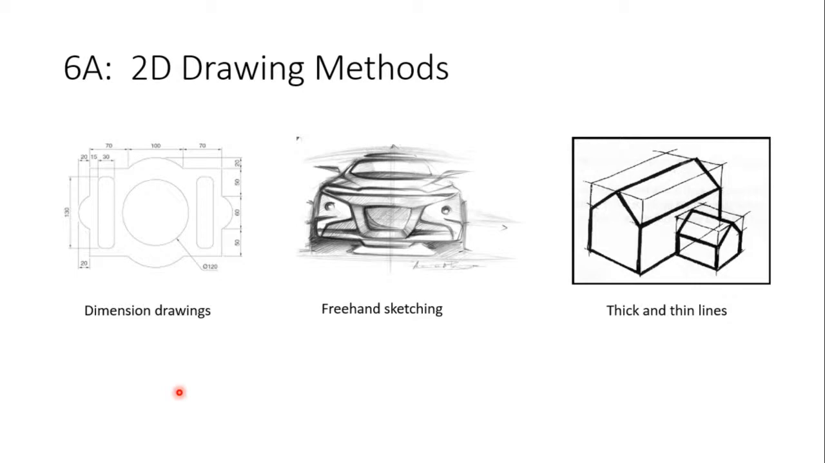And then the next question, 6A, 2D drawing methods. Dimension drawings or elevation drawings. You'll get a mark if you talk about dimension drawings, talk about measurements, or you talk about freehand sketching as a 2D drawing method. Using thick and thin lines is also another 2D drawing method.